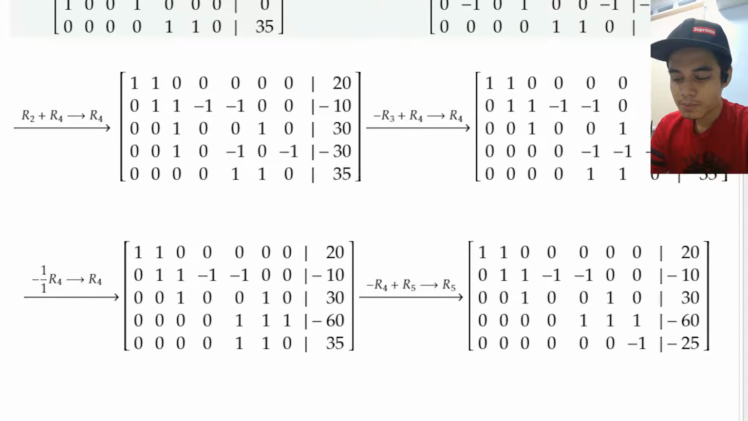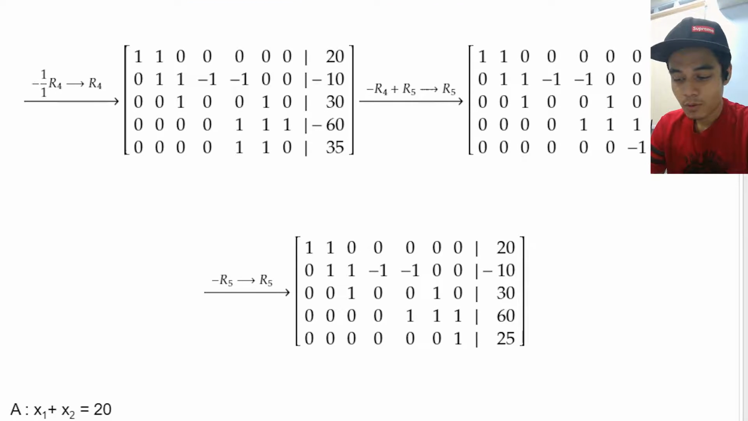To solve the problem, we are going to use an elementary row operation. That is, the formula is negative R4 over 1 placed into R4. After we get the leading one, we need to change all the values under the leading one to 0. To do so, we can use an elementary row operation. The formula is negative R4 plus R5 placed into R5.